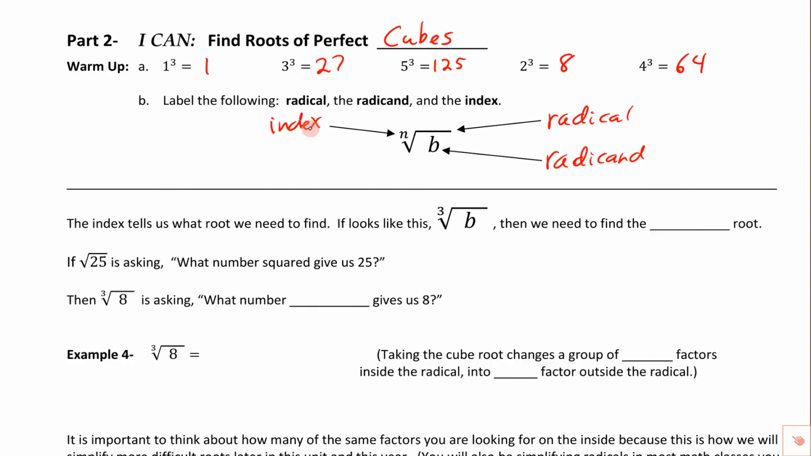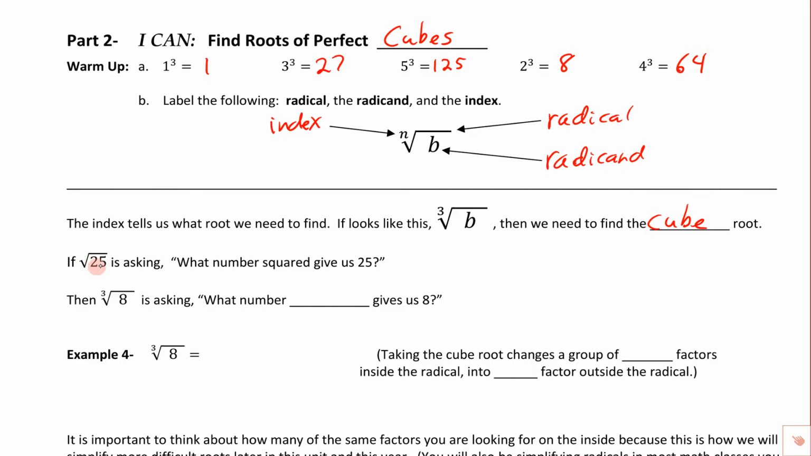So let's take a look at what we've got right here. Again, the index tells us what root we're trying to find. So if this is a 3 right here, then that's telling us that we need to find the cube root. If it was a 4, we'd be finding the 4th root. If it was a 17, we'd be finding the 17th root. Luckily, we don't have to do any of those. But this is called the 3rd root, or the cube root is what we say.